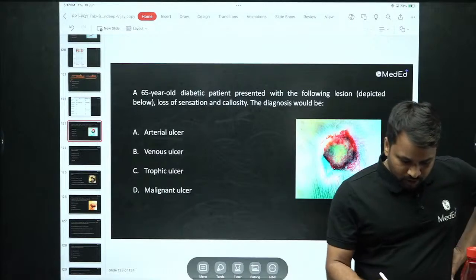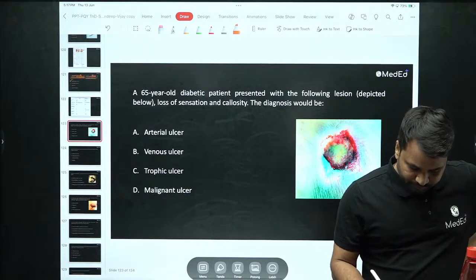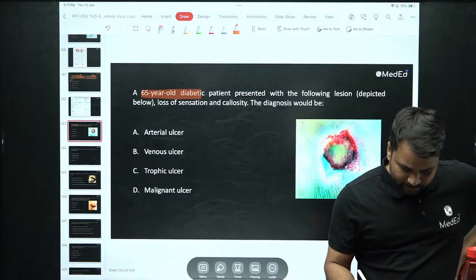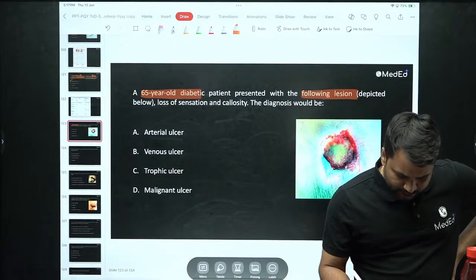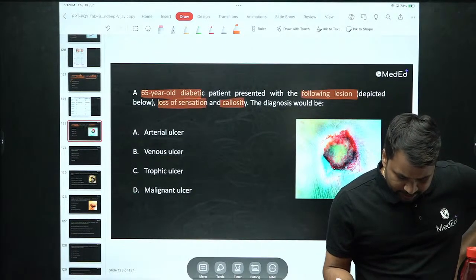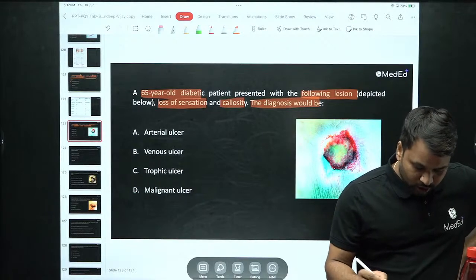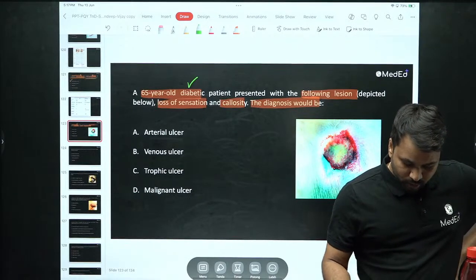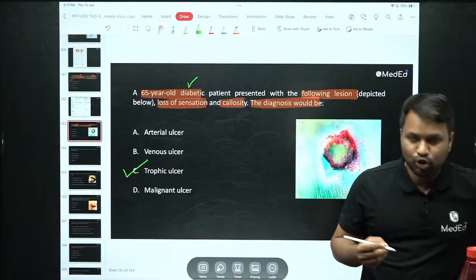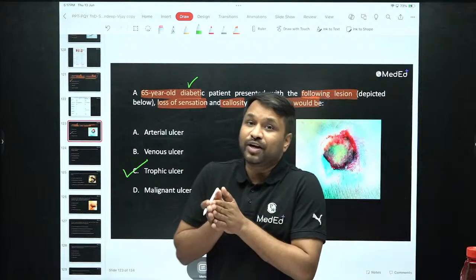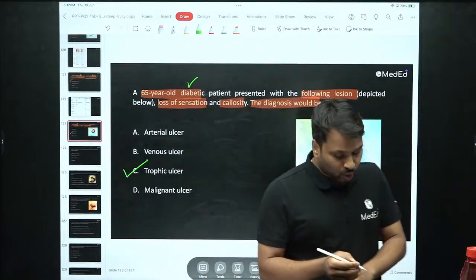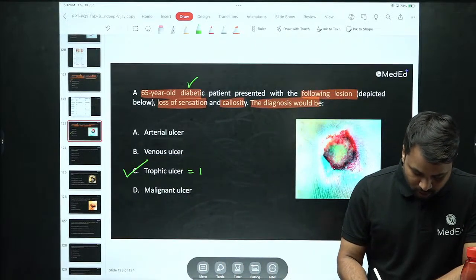Chalo. Going on to the next one. 65-year-old diabetic patient. This is the lesion, loss of sensation and callosity is present, that is calcification. What is your diagnosis? Now, when you talk about diabetic foot with an ulcer, that is called as trophic ulcers. Trophic ulcers will have punched out ulcers or the punched out edge.